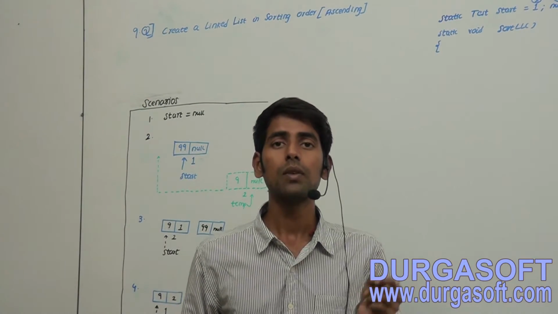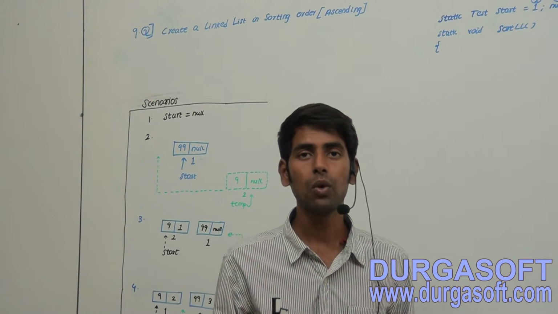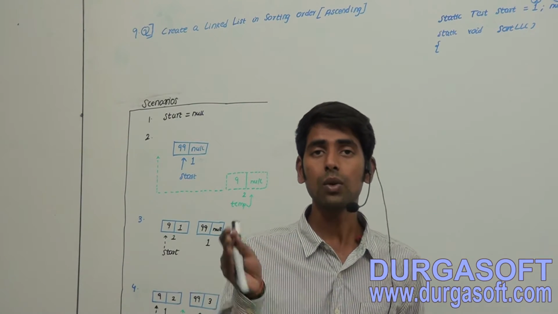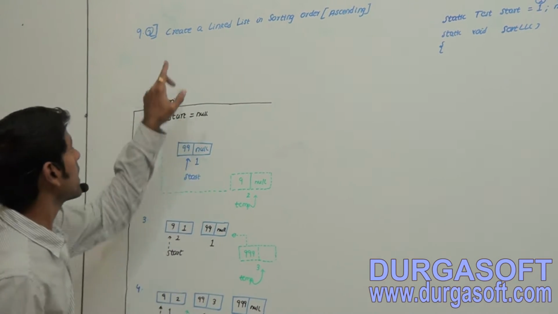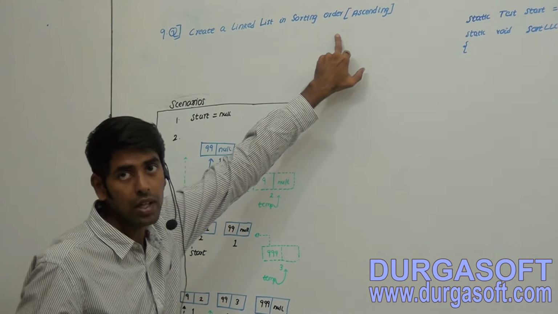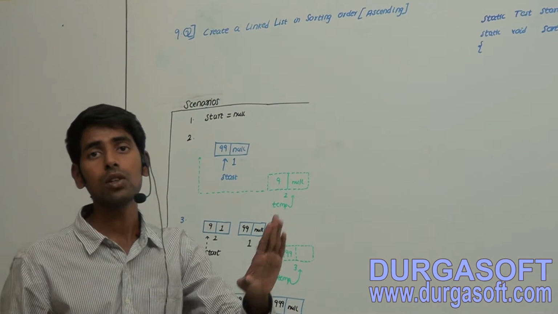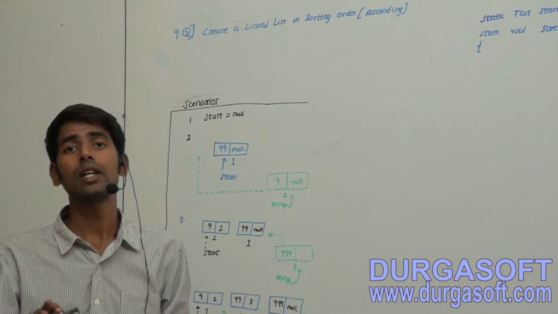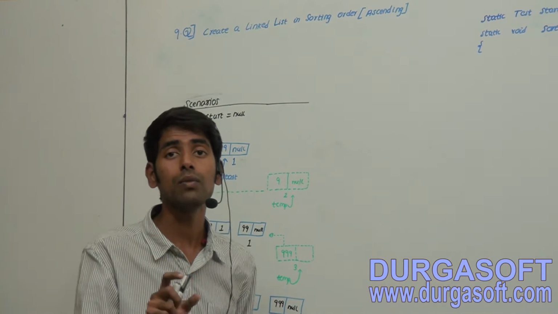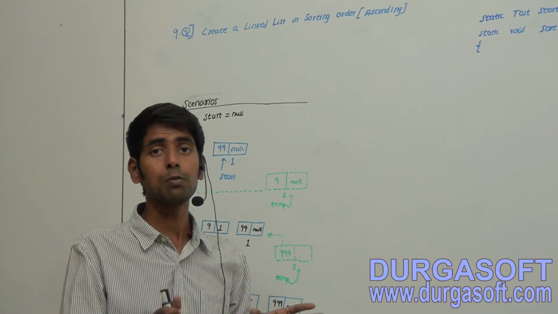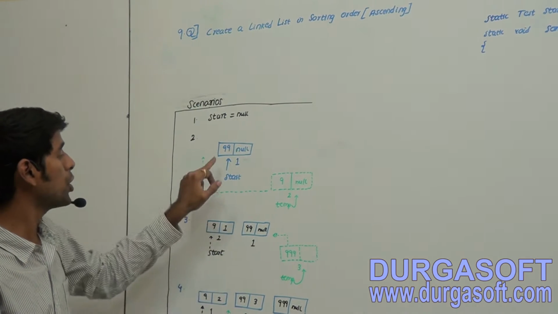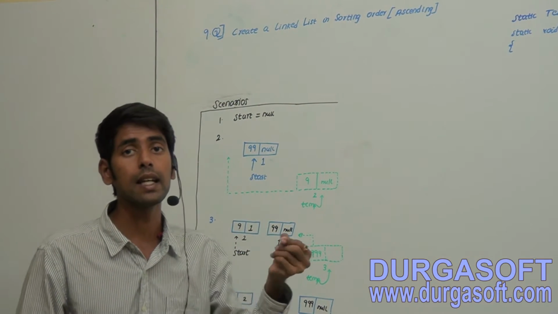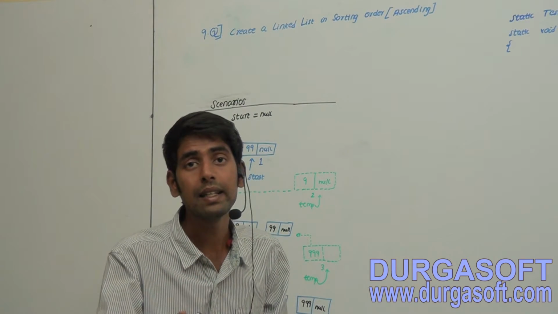Yes guys, as part of this session we are going to see one more important interview question based on linked list. The question is, you have to create a linked list in sorting order. Actually, in creation of a linked list we are not creating it in ascending or descending order; we are not considering any sorting order. So here we are going to take only numeric values and sort the linked list. That is, at the time of creation itself we are going to sort the linked list.